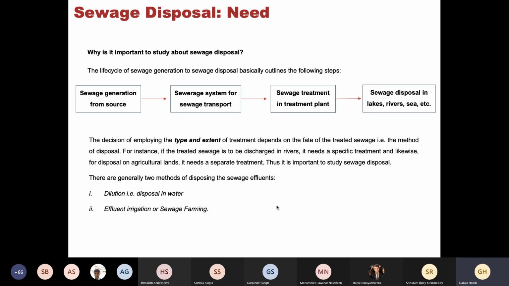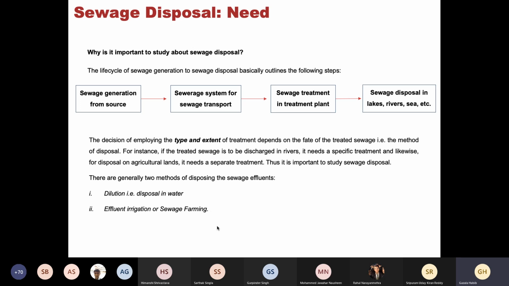So here you can see what I have already explained. There are two types of sewage disposal. One is in a water body, which is known as the dilution method. Another is effluent irrigation or sewage farming, meaning disposal of sewage in an agricultural field, an agricultural farm.